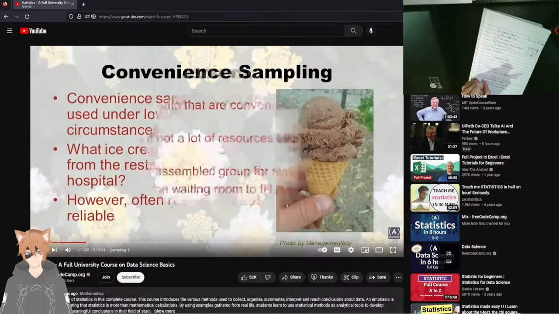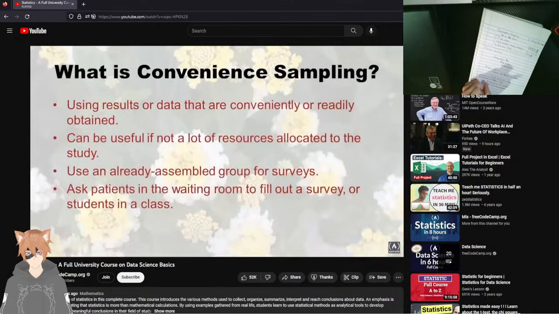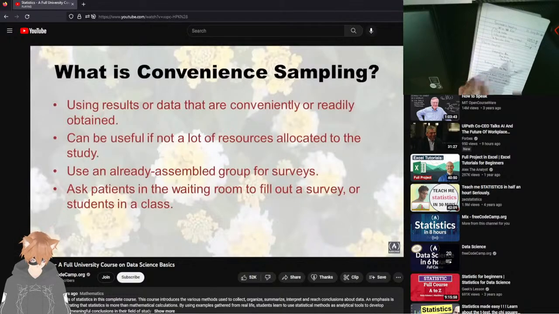There we go. So, convenience sampling is basically using results or data that are conveniently or readily obtained. In my master's degree, one of the things I did was I surveyed people anonymously who were coming to a health fair. I sat at a booth and I gave them a survey with a few questions in it. That was definitely a convenience sample: just people conveniently showing up for the health fair.